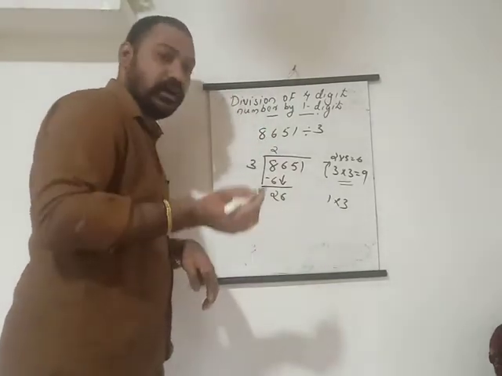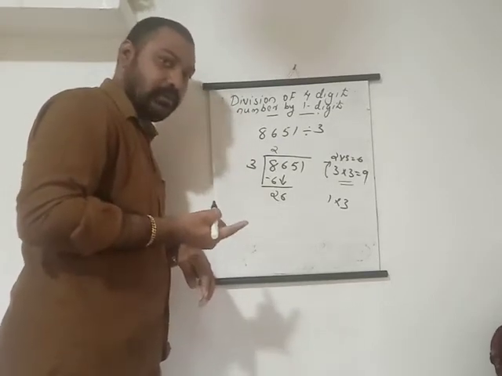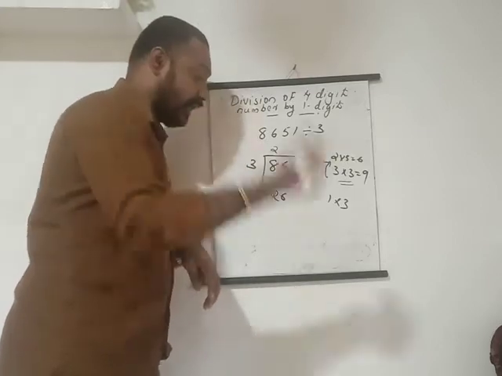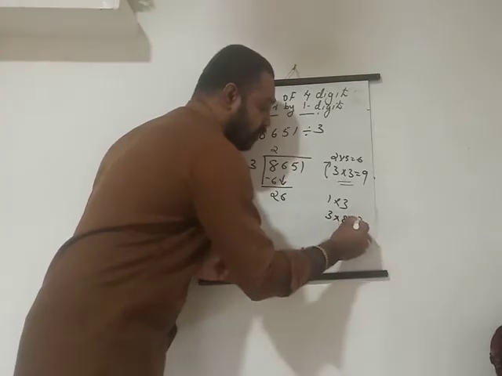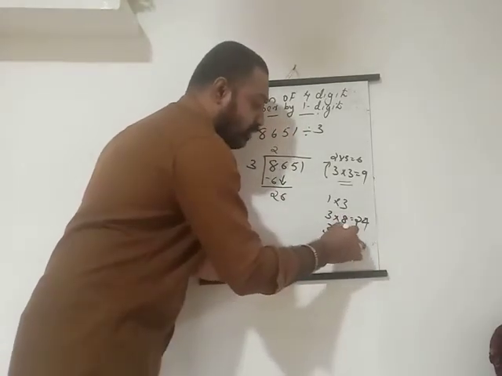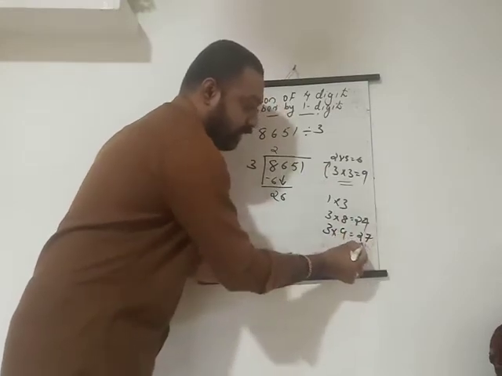So we know that 3 7s are 21. If you know the 3s table, you know that 3 7s are 21, 3 8s are 24, and 3 9s are 27.